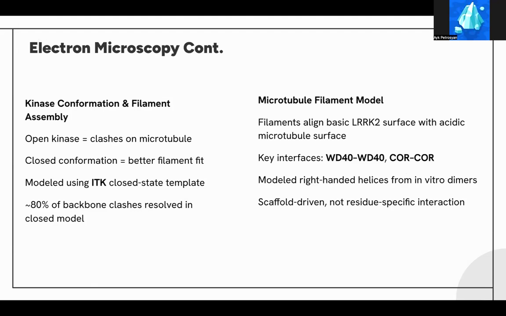A major theme of the study was understanding how kinase conformation affects filament formation. To model a closed kinase state, the LRRK2 kinase domain was split at the junction of its N and C lobes. Each lobe was aligned to corresponding parts of the interleukin-2 inducible T cell kinase, or ITK, known to exist in a closed state. And this model reveals steric clashes when fitting an open conformation into the cryo-ET density map of LRRK2 filaments.